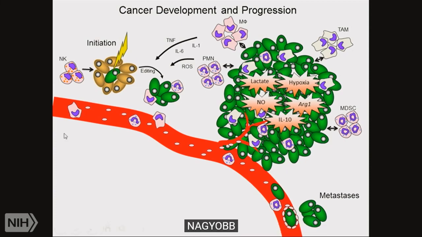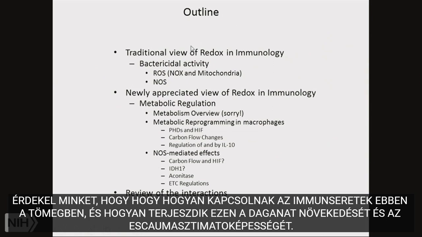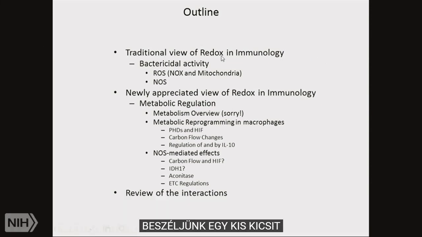In my laboratory and in the Cancer and Inflammation Program, we're very interested in how the immune cells are interacting in this mass and how they're propagating the growth of this tumor and the ability of the tumor to escape ultimately into metastases and these sorts of processes. So that's where I'm coming from. Here's a quick outline of what I'm going to try to get through this afternoon. We'll talk a little bit about a very traditional view of redox in immunology.